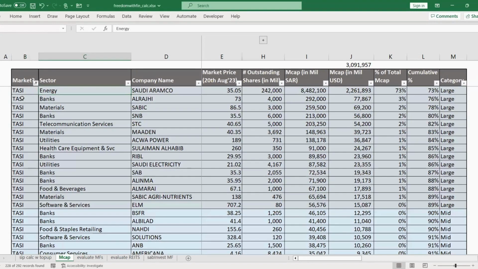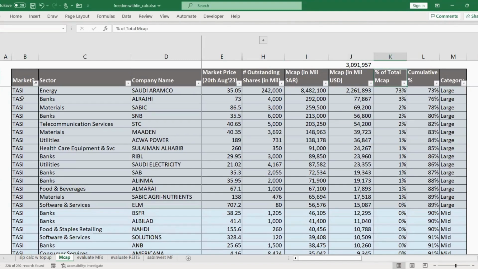I have tagged them under which sector they belong to, what the company name is, what the listed price is at the time of this recording on the 20th of August, and how many shares are available on the market for trading or for investments. Depending on that, the market cap in terms of millions of Riyal. Then you have the market cap in terms of millions of USD.